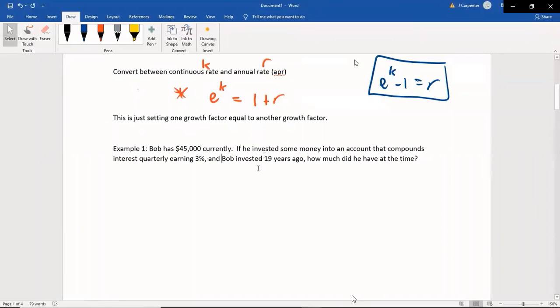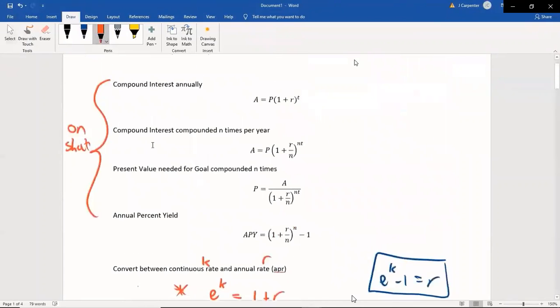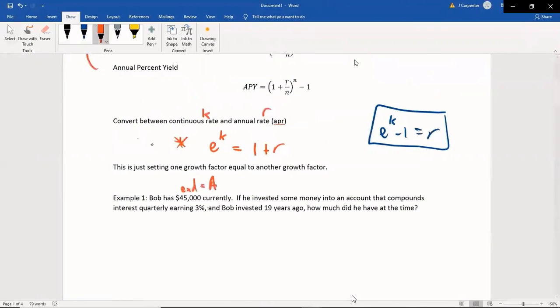We lost all our receipts. Our bank has changed hands more than once. So this data just doesn't exist anymore, maybe. So this is not a starting value. This is an ending value, which in the formula sheet above, we tend to call that an A. So our rate of 3% means it's 0.03 as a decimal. 19 years, that's our T.